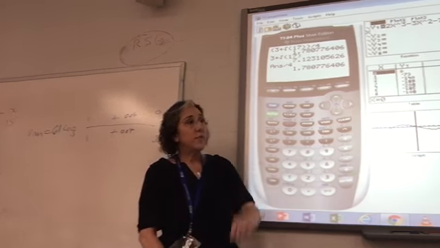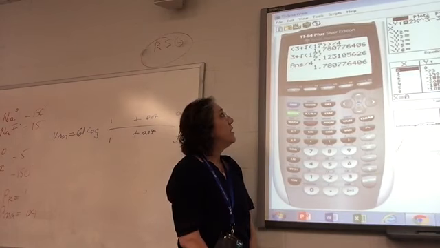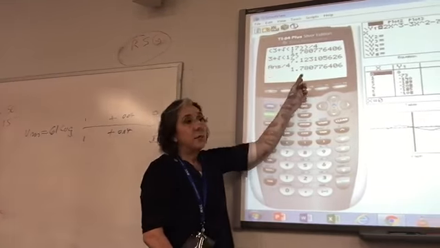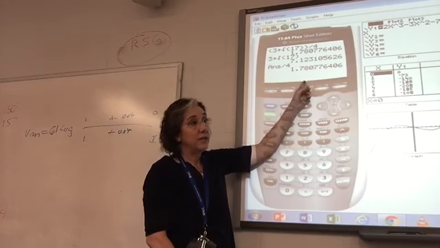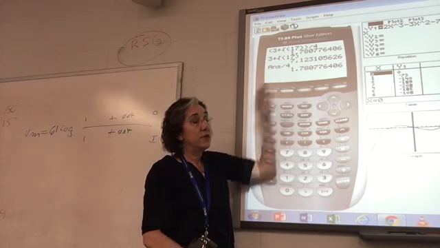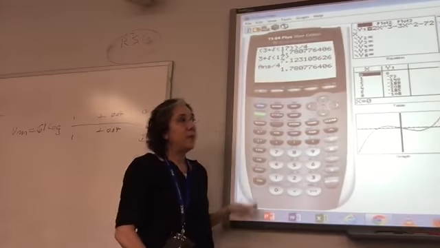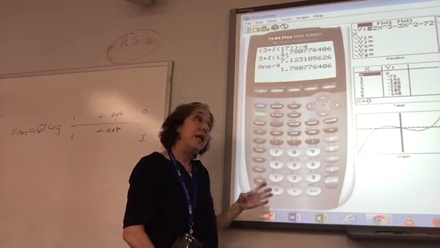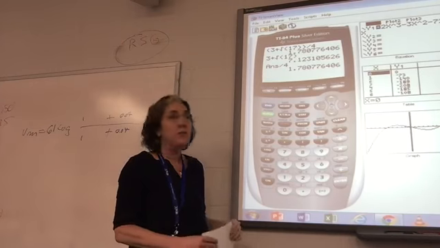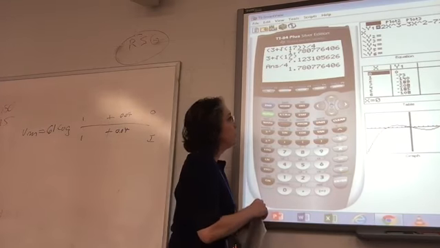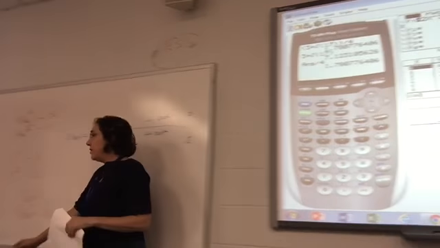Okay, I want to address something that was said over here. You asked me if that's simplified. No, that is not what's considered simplified. That's approximate. Okay, there's a difference. Simplified would be like if I had a square root of 20, I need to factor out the 4. That's simplifying. But this is an approximation of the answer.